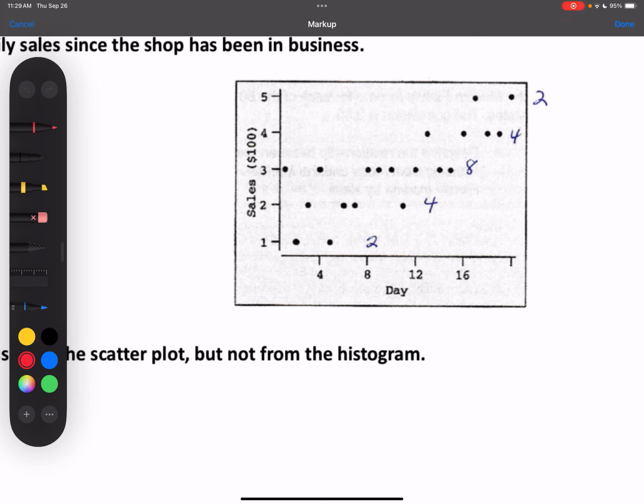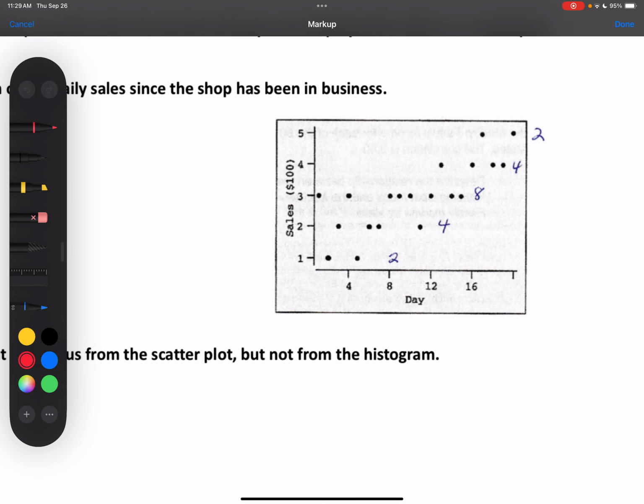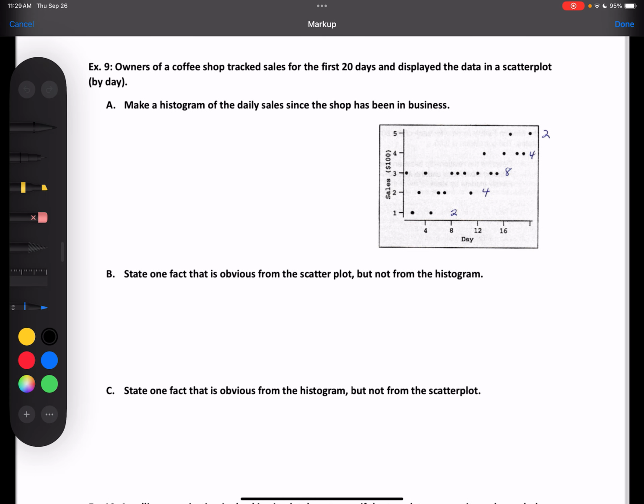So what I'm going to do is I'm going to actually make sales my X value. So I'm not just taking this and being like, all right, here's a histogram, boom, done. What I'm doing is I'm actually looking at the sales since the shop has been in business. So for the first 20 days, I'm going to set it up. And so my histogram is going to have 100, 200, 300, 400, and 500. And these are sales in dollars, obviously.